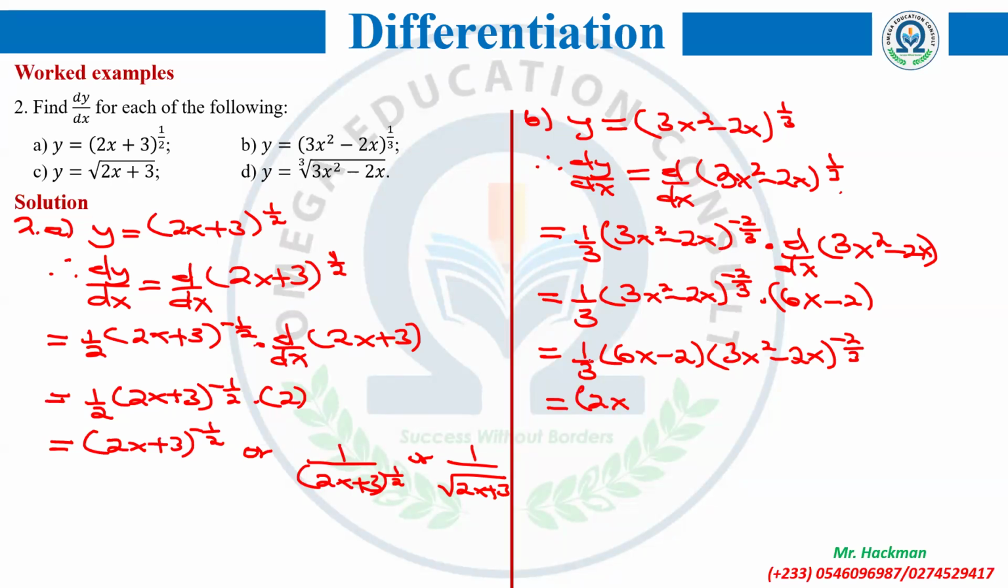Okay, and 1 over 3 times minus 2, and that will give us minus 2 on 3. I close my bracket and write this again. All correct, my professors.